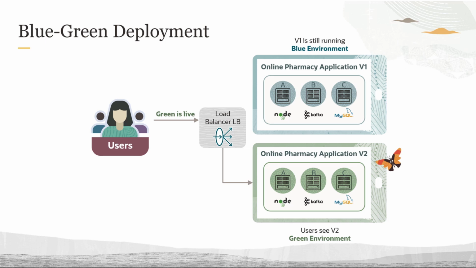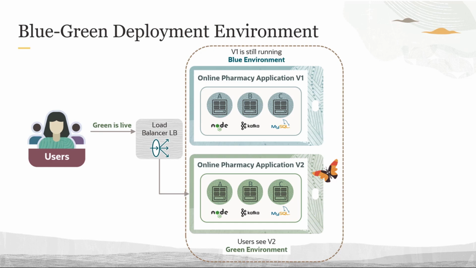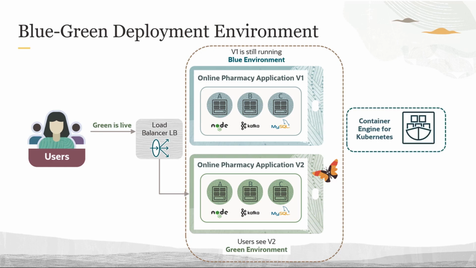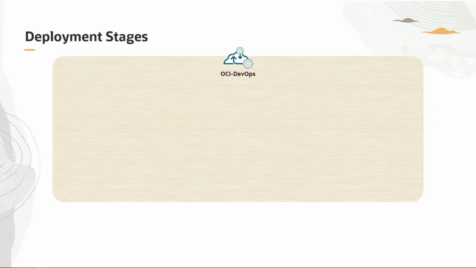This process will repeat for each new version of the application. Using the blue-green deployment strategy, you can deploy the artifacts to two environments. One is the container engine for Kubernetes, also known as OKE, and the other environment is the instance group. In the OCI DevOps service, the blue-green deployment strategy is implemented in 4 stages, of which 2 are optional.